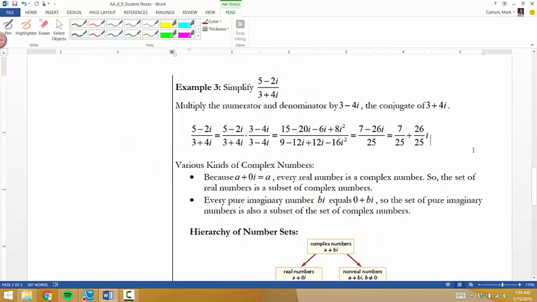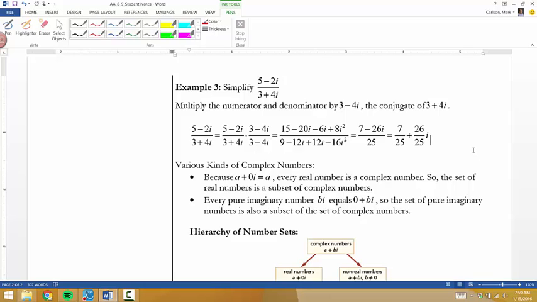So let's take a look at example 3 here. We have a complex number 5 minus 2i divided by another complex number 3 plus 4i. Well, in order for us to do this division, in order for us to get it in a plus bi form, I really can't have any imaginaries on the bottom. So the way that I can take care of that is by using the complex conjugate. So in other words, anytime you have division, you're going to have to use that conjugate.